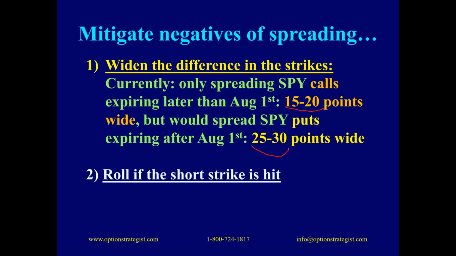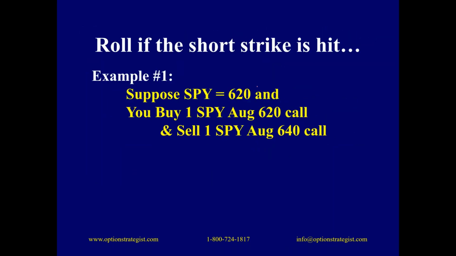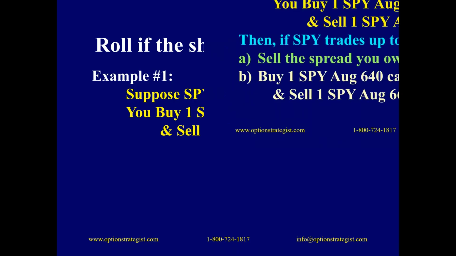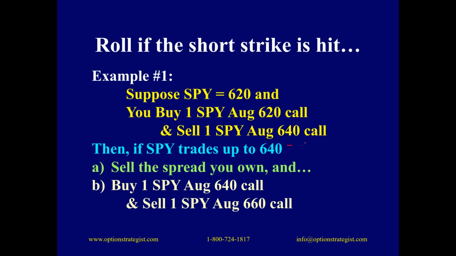And the second thing you can do is roll if the short strike is hit. What I mean by that, let me give you an example. Let's suppose today's S&P or SPY was around 620, and you set up the August 620, 640 bull call spread. And you were fortunate enough to see it trade up to 640. So if it trades up to 640, you sell this spread, take your profit, and instead you buy this new spread with the low strike of 640 and the high strike of 660.